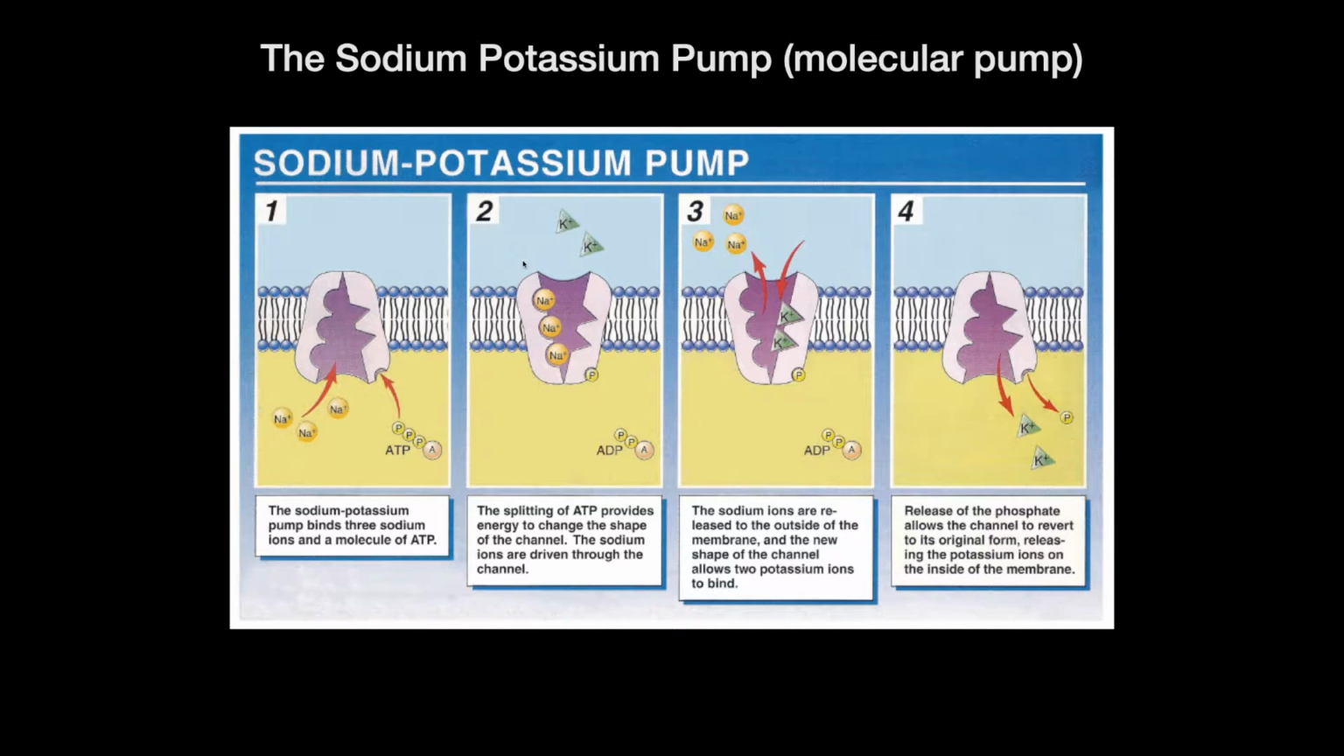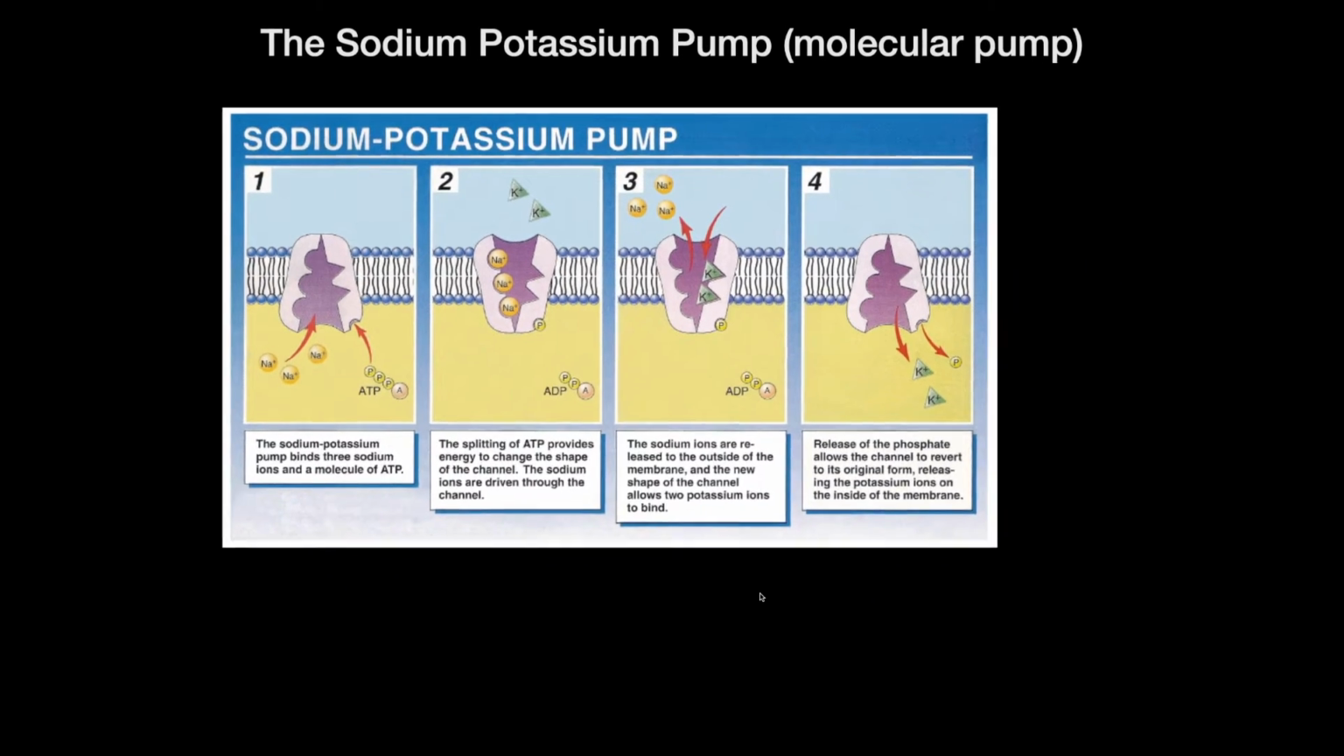After that reaction takes place, 2 potassium ions will bind to that protein as well, and those will be pumped into the cell, again from an area of low concentration to an area of high concentration. This is going to have something to do with a process called action potential. Now let's take a look at an animation of this very same process.